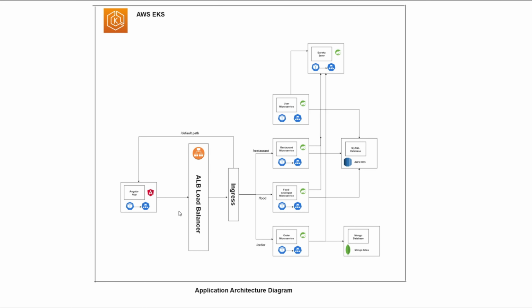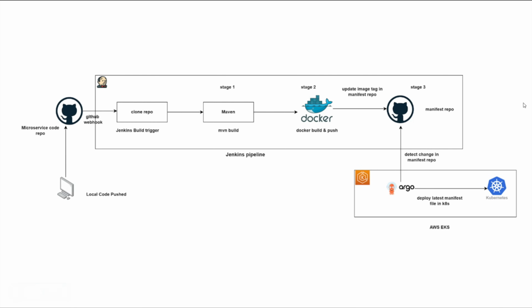Also, this is an architecture of the application that we have created where the front end is Angular and the back end is microservices. We have used ALB load balancers, Ingress for routing and load balancing. And we have used SQL and MongoDB for SQL and NoSQL DB management with Eureka Server and all those microservices counterparts.